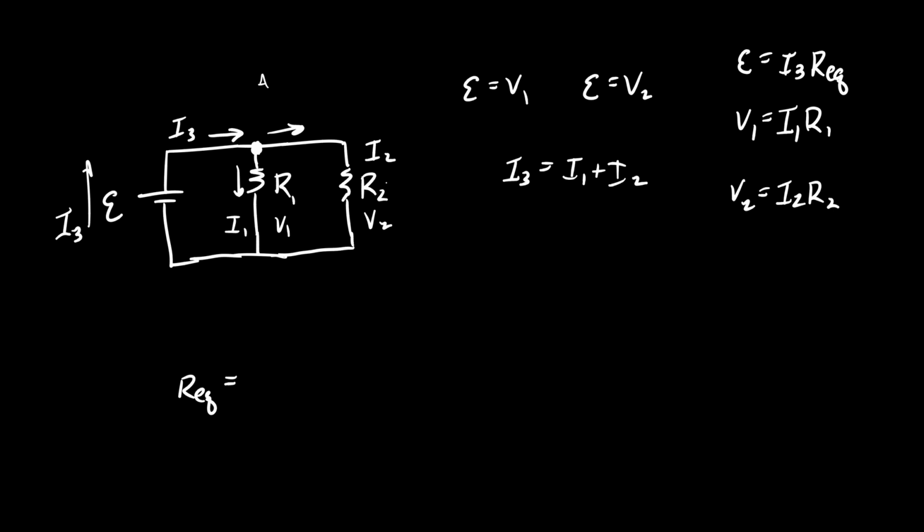All righty. I think the best thing to do here is to use this one, as it seems like the right place everything's being substituted into. It brings all the currents together and all the voltages together. So if I do that, I'll get the EMF over the equivalent resistance for I3 is going to equal, let's see, V1 over R1 for current 1, plus V2 over R2 for current 2.